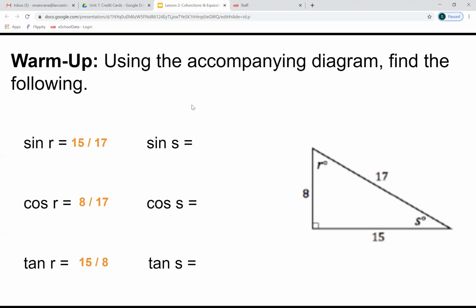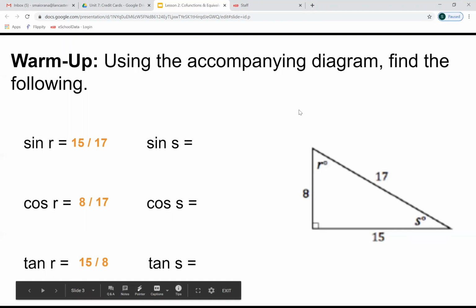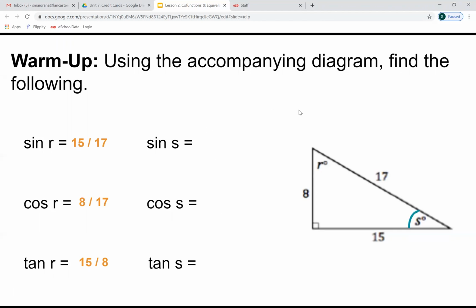Now if I go to repeat the same thing, finding the sine, cosine, and tangent ratios for angle S, I want to mark angle S as my angle of reference and label my sides. So my hypotenuse is still the same across from the right angle, but this time the opposite side across from angle S is going to be 8, and the adjacent side next to angle S is 15. So when I do the sine ratio for angle S, O over H is going to be 8 over 17. My cosine ratio, A over H, is going to be 15 over 17, and the tangent ratio for S, O over A, would be 8 over 15.